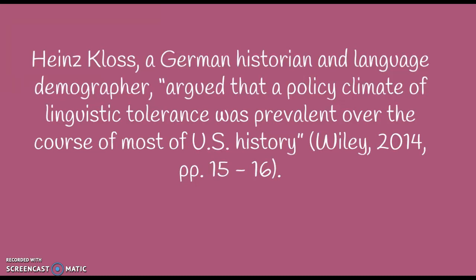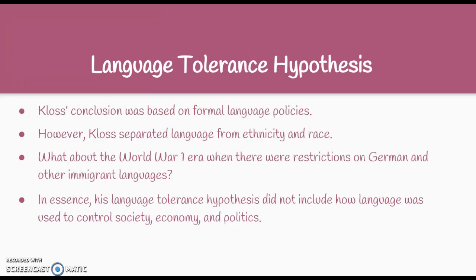Heinz Kloss, who was a German historian and language demographer, argued that a policy climate of linguistic tolerance was prevalent over the course of most of U.S. history. However, his conclusion was based on formal language policies, but did not include ethnicity and race as part of language. So, what about the World War I era when there were restrictions on German and other immigrant languages? So, in essence, Kloss's language tolerance hypothesis didn't include how language was used to control society, economy, and politics, and it was very separate from ethnicity and race.